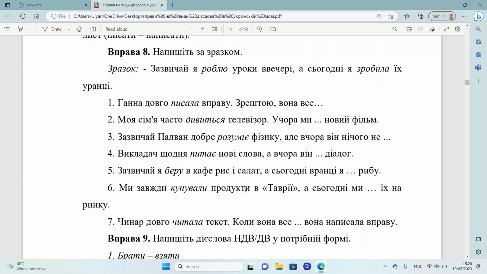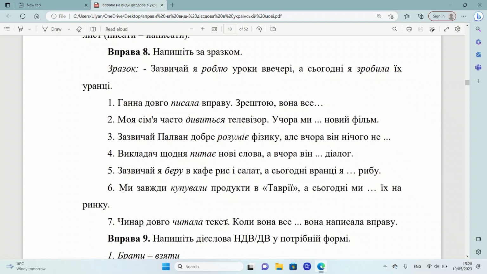Ми завжди купували продукти в Таврії, а сьогодні ми їх на ринку. So again, comparison, two things. Ми завжди, so we always buy some products at Tavria shop probably, but today we bought them at the market. So it's already happened, it's a finished action, it's a result. Сьогодні ми купили їх на ринку.